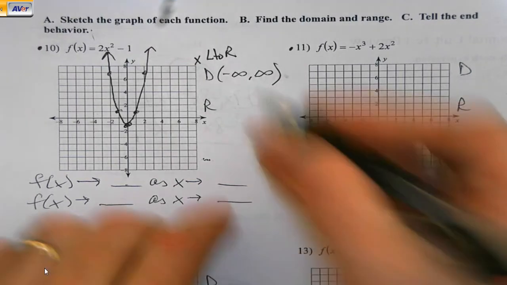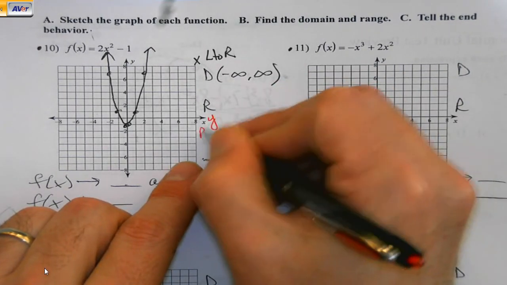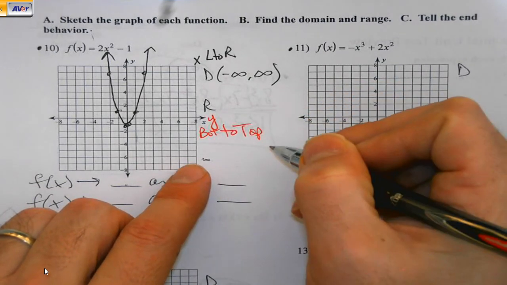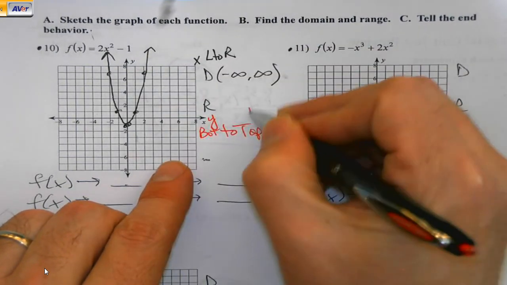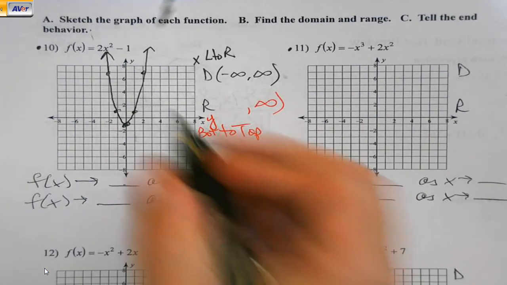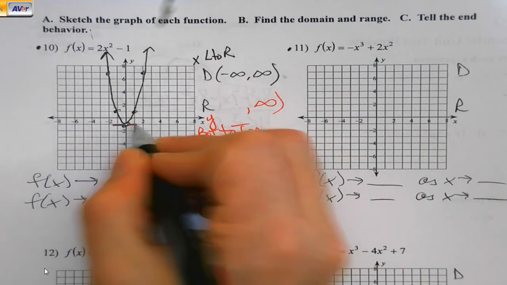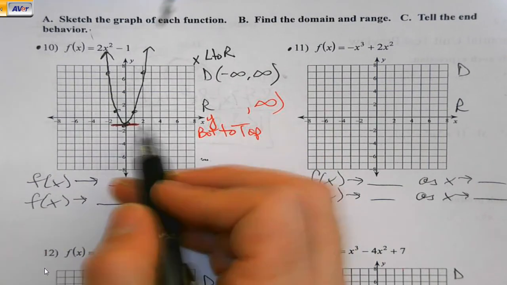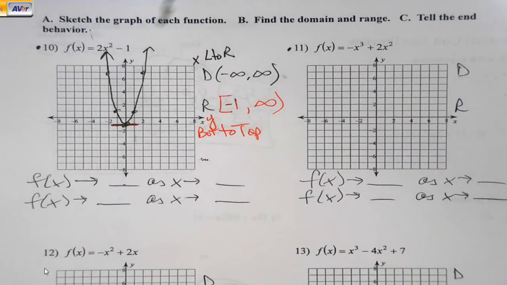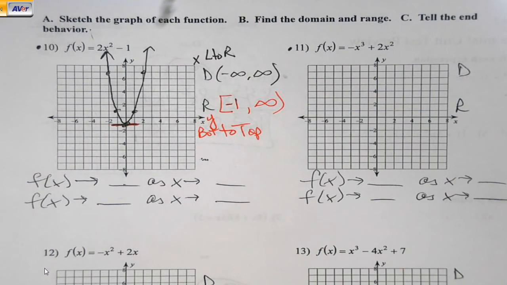My range is my y values, bottom to top. Okay, I see it goes up forever, so I've got positive infinity, but it doesn't go down forever. It only goes down to here. And since we're looking at y values, the y value right here is negative 1. So I have to watch out for those things. But usually arrows are going to get me towards infinity.